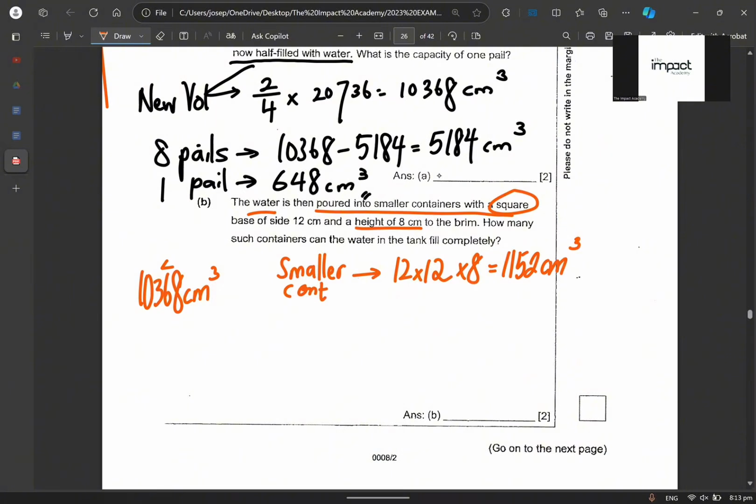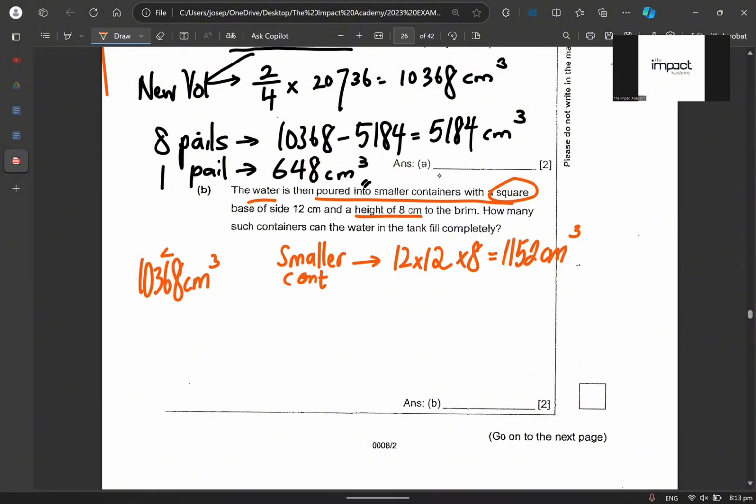Very good. Now, the question says what? How many such containers? You think one container is enough or not? Not enough because one container only got 1,152, correct or not? And how much water is going to come in?